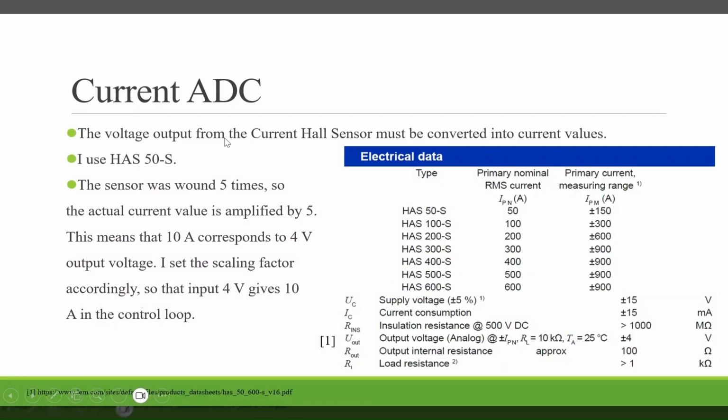The voltage output from the current Hall sensor must be converted into current value. To achieve this, I use the HAS50-S sensor. The sensor was wound 5 times, so the actual current value is amplified by 5. This means that 10 amps correspond to 4 volt output voltage. I set the scaling vector accordingly, so that input 4 volts gives 10 amps in the control loop.